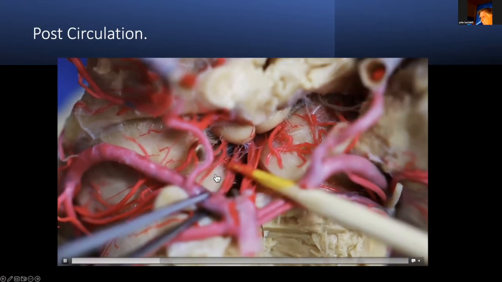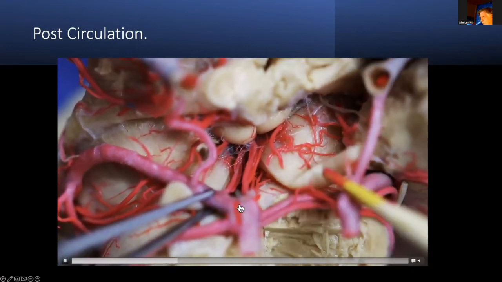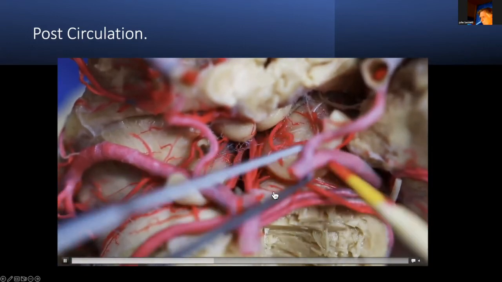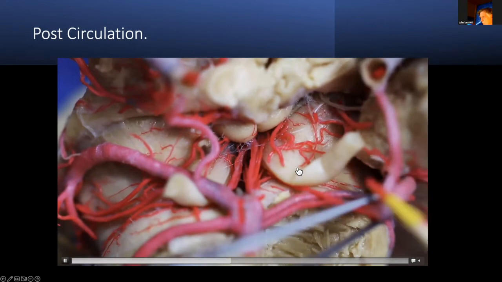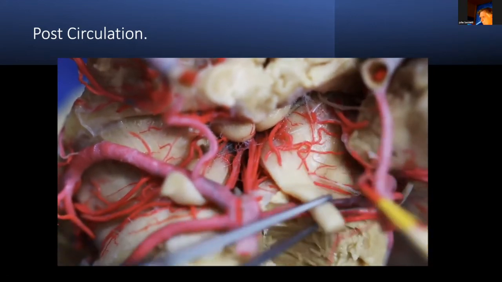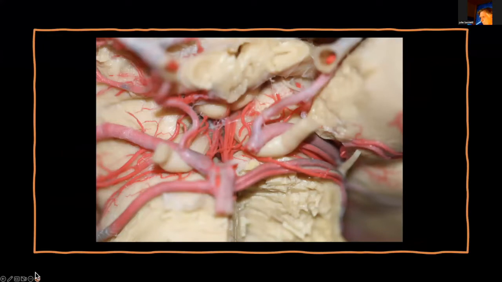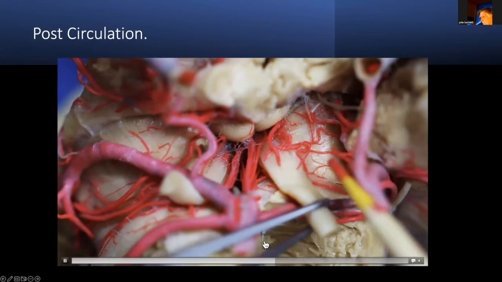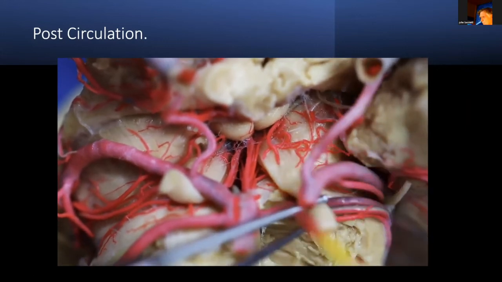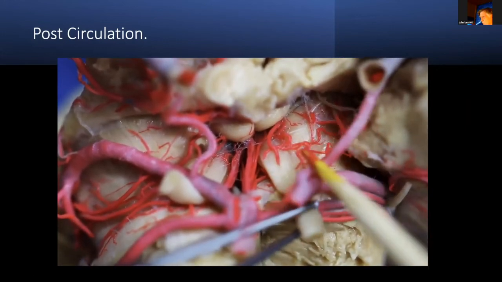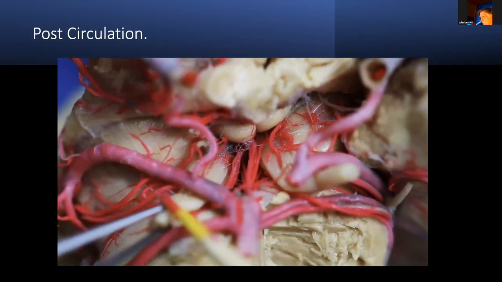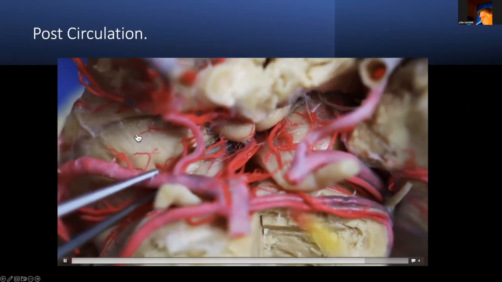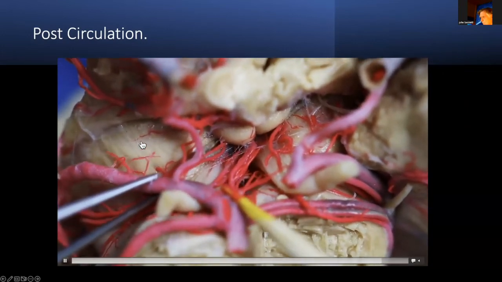Right side, P1, and in this case, I cut this posterior cerebral artery in order to show the small branches coming from P2. These branches are going to the crus cerebri, to the brain peduncles, as you can see in this video.